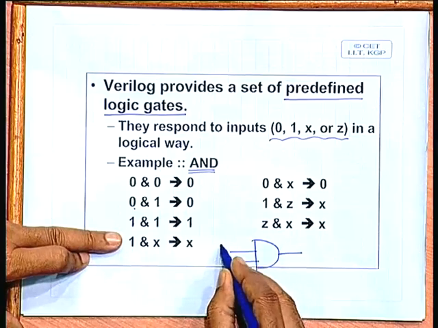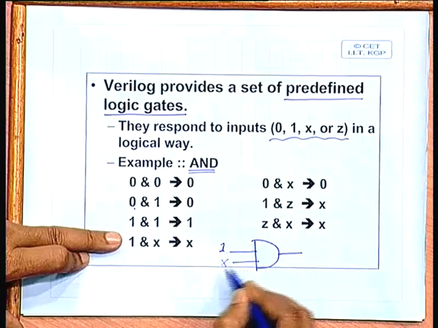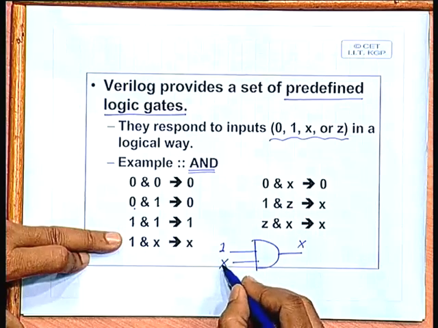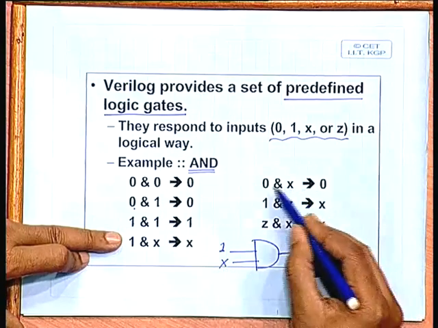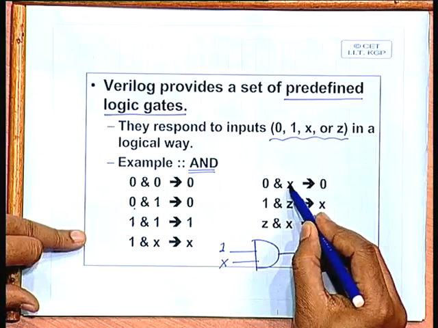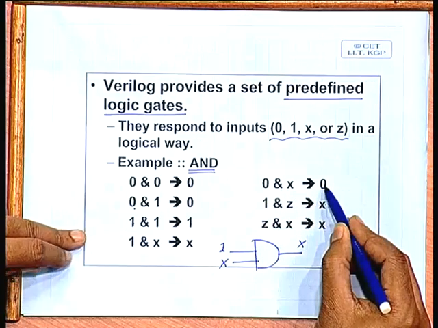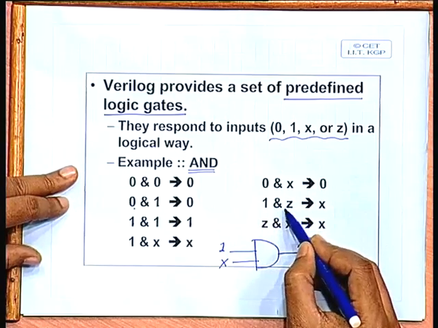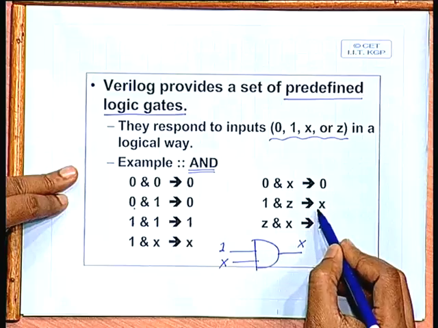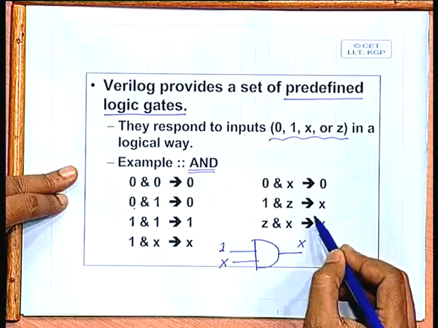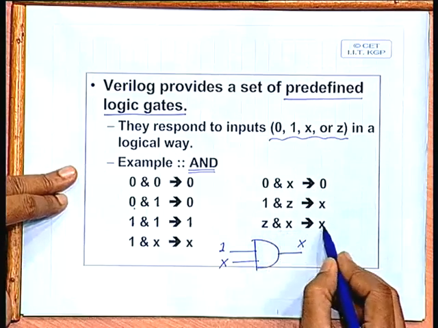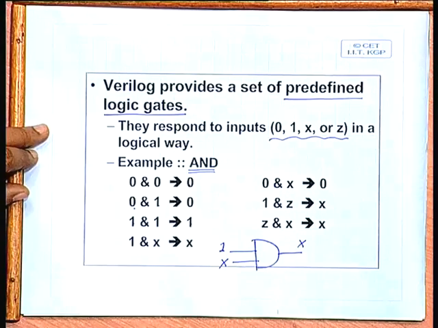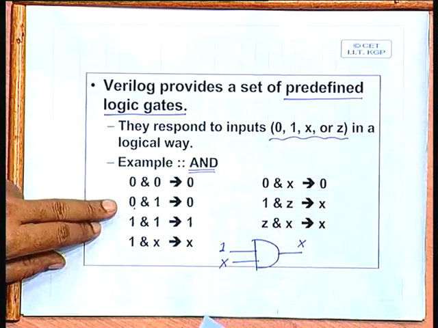But if one of the inputs is 1 and the other is unknown, the output will also be unknown, because the output will depend on the other value. But if one of the inputs is 0 and the other is unknown, then you can definitely say the output will be 0, because it is an AND gate. Similarly, if one input is 1 and the other is a tri-state value, you cannot say what the output will be, so it is defined as x. Similarly, z and x will generate x. In this way you can define the values for the other types of gate.